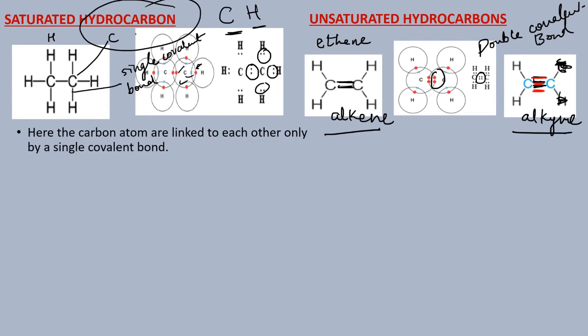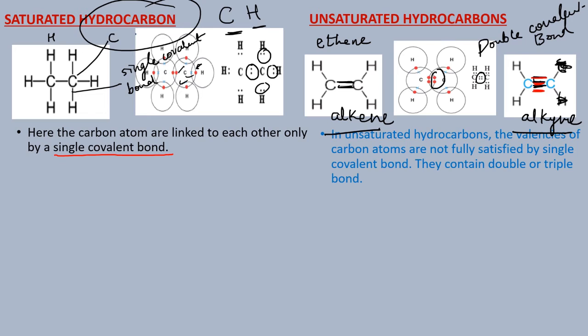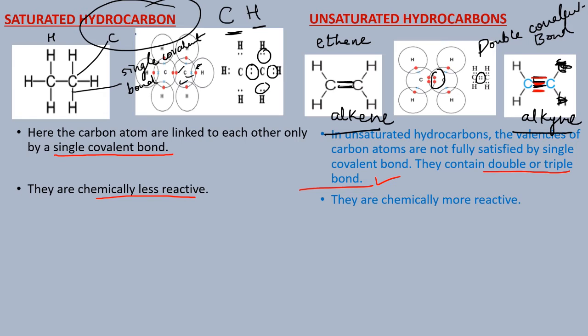The first point, as I told you, here the carbon atoms are linked to each other only by a single covalent bond. In unsaturated hydrocarbon, the valencies of carbon atoms are not satisfied with single bond, so they contain double or triple bond. Saturated hydrocarbons are chemically less reactive. The unsaturated hydrocarbons are chemically more reactive.